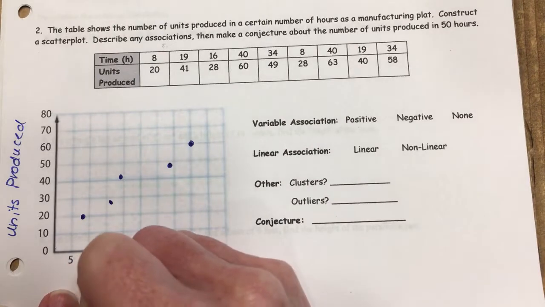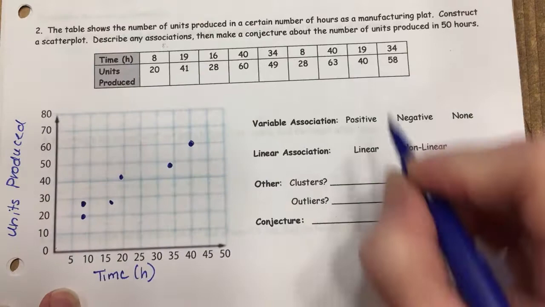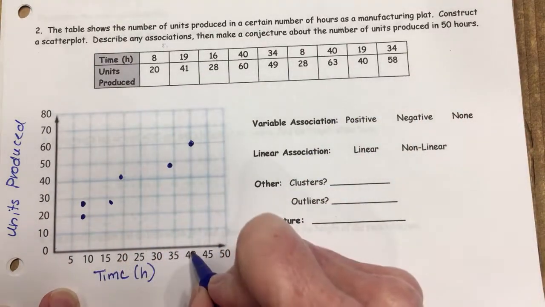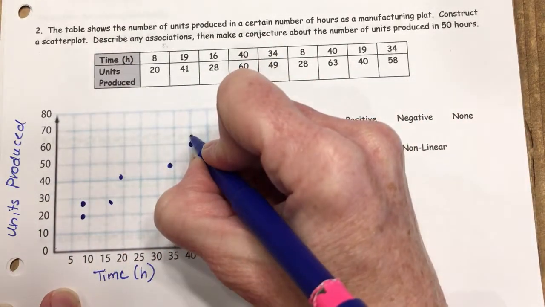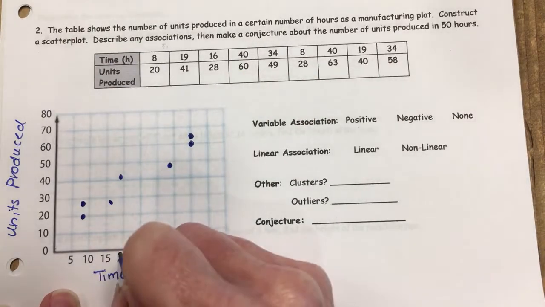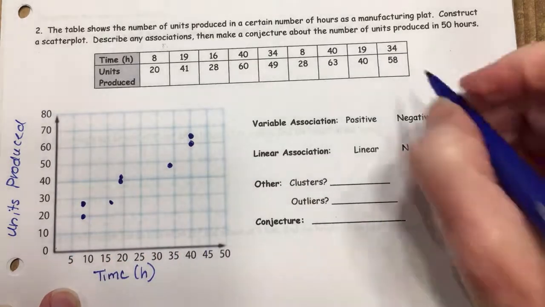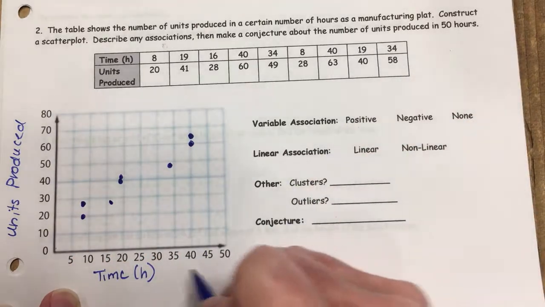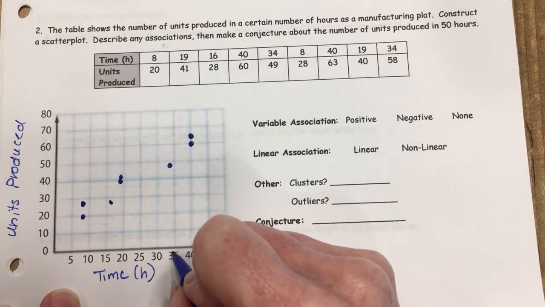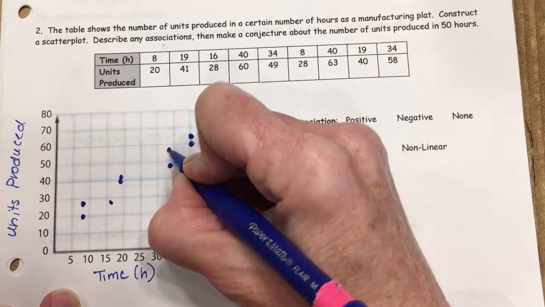8 and 28, so 8 again, but this time 28. It's a little higher. 40, 63 would be over to 40, up to 63, so again, a little higher than that other one on 40. 19 and 40, oh, these are really close together. And then 34 and 58, so 34 and 58 would be like right here.